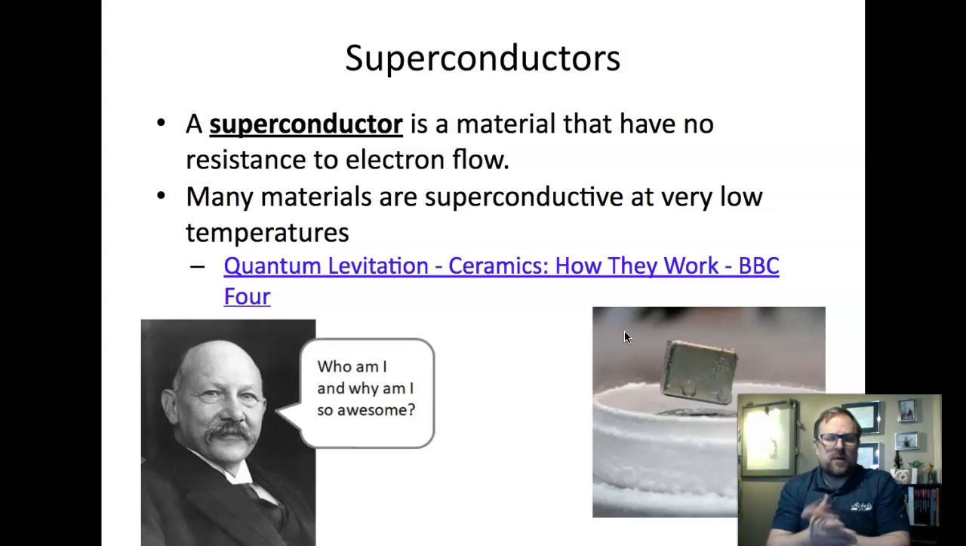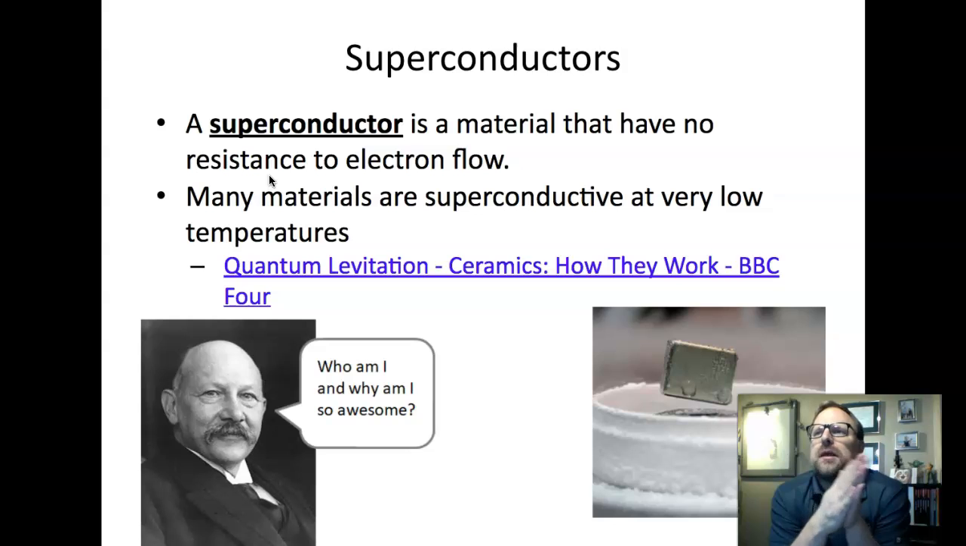So now that you've had a look at that video, I want you to think about, why would we want to have a superconductor? A superconductor means there's no resistance to electron flow. So those electrons aren't slowed down at all. So for example, if I'm trying to maximize the amount of electricity that moves through something, the most conductive materials are the best for me.